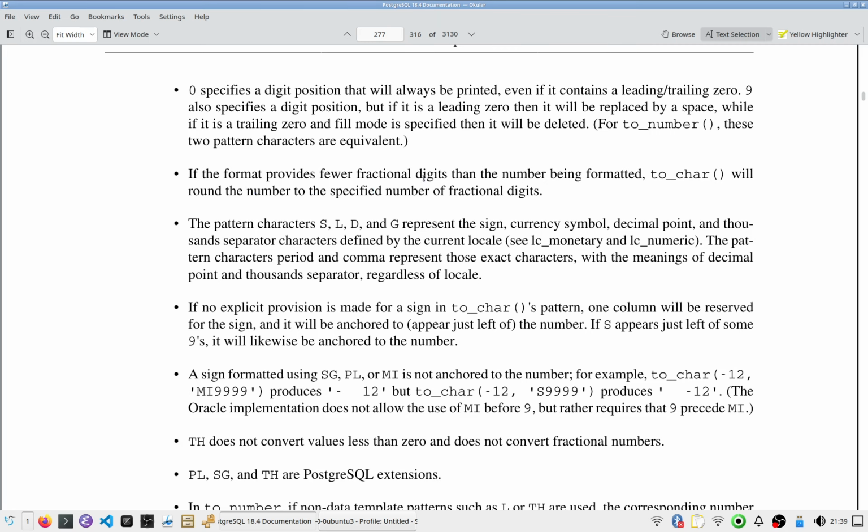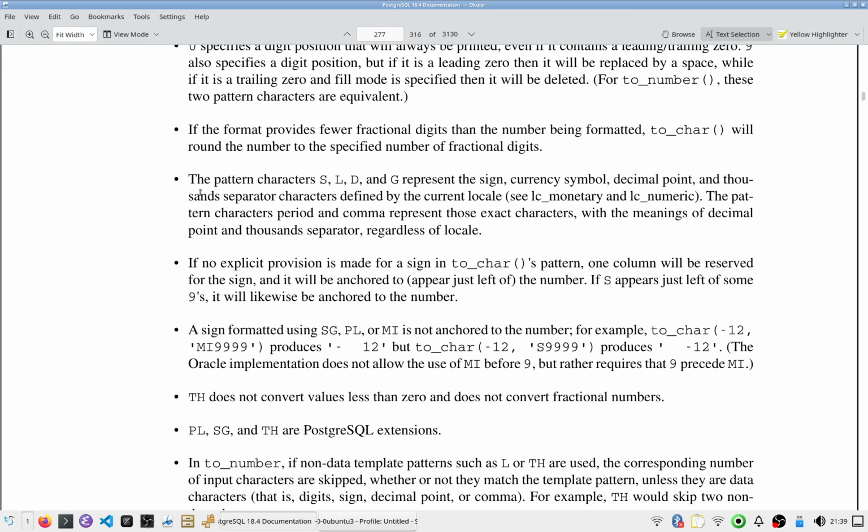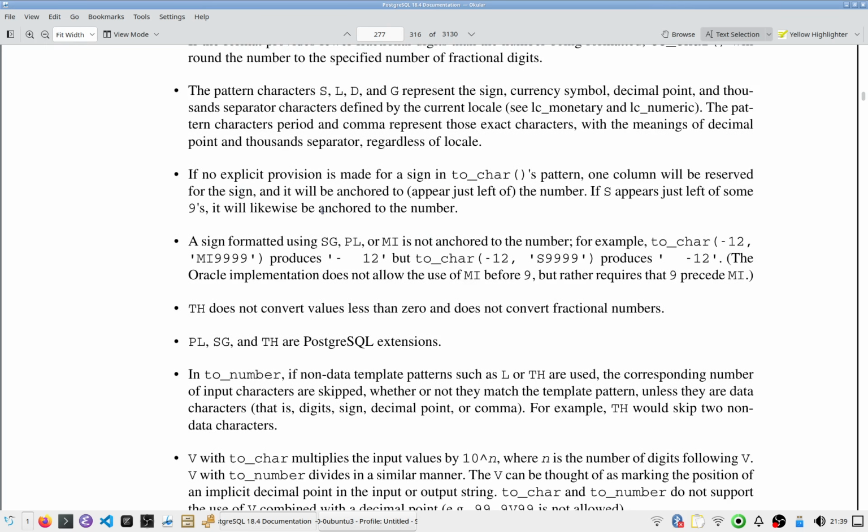If the format provides fewer fractional digits than the number being formatted, to_char will round the number to the specified number of fractional digits. The pattern characters S, L, D, and G represent the sign, currency symbol, decimal point, and thousand separator characters defined by the current locale. The pattern characters period and comma represent those exact characters with the meanings of decimal point and thousand separator regardless of locale. If no explicit provision is made for sign in to_char's pattern, one column will be reserved for the sign and it will be anchored to appear just left of the number.